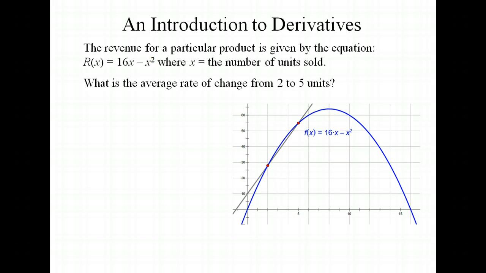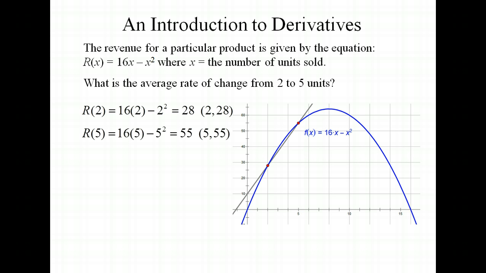Okay, so let's try to find out what that average rate of change is, going from 2 units to 5 units. So I've drawn a secant line going from x equals 2 to x equals 5 on the graph. And what we want to do is find the slope of that secant line. So the first thing that we need to do is plug in our two x values. Evaluating the revenue function at 2, we get 28. Evaluating the revenue function at 5, we get 55.